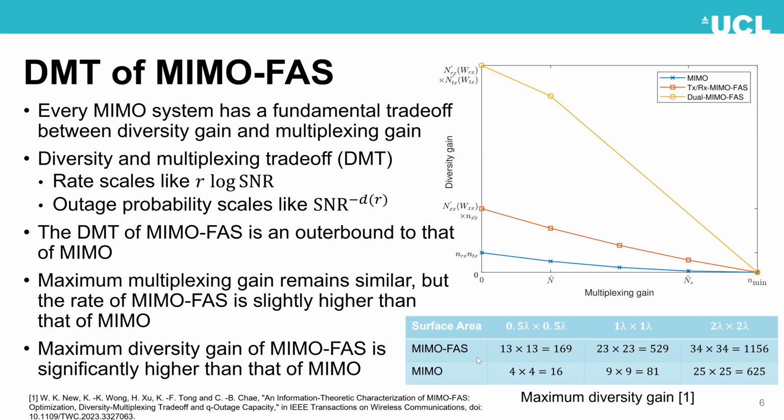And ultimately, MIMO-FAS is still much more superior than MIMO. So from this result, it's obvious that MIMO-FAS has a significant advantage in terms of diversity. And this is because in order for MIMO-FAS to have an outage, all of these spots need to experience deep fading. Okay, so these slides here, especially this figure, really show the superiority of MIMO-FAS as compared to traditional MIMO.